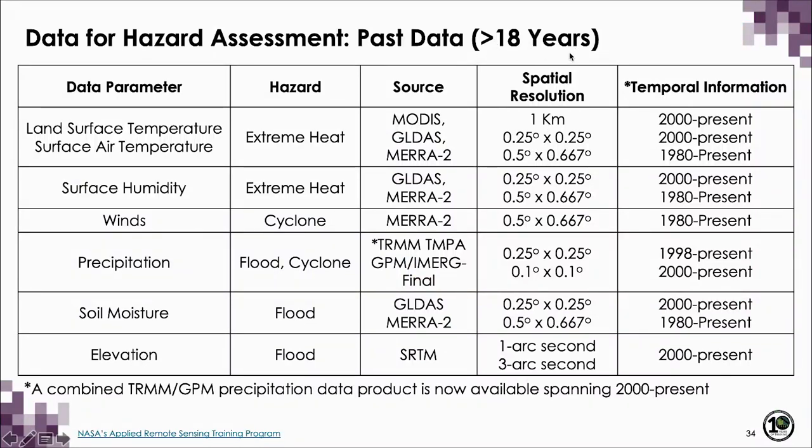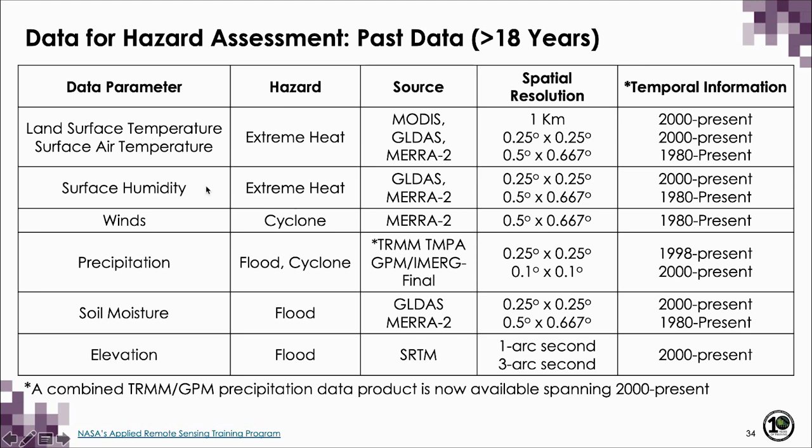They're available for more than 18 years. And we are going to focus on three hazards, as I mentioned earlier: extreme heat, cyclones, and flooding resulting from extreme precipitation systems or cyclones also. These are the parameters listed here. Sources of this data are listed here, and spatial and temporal information is provided in these two columns. Please note that all the acronyms given here are defined at the end of this presentation slides, and you can review them. We will briefly go over the table.